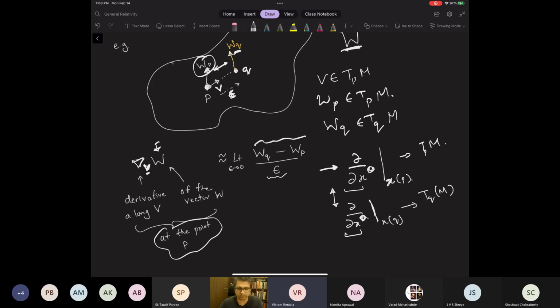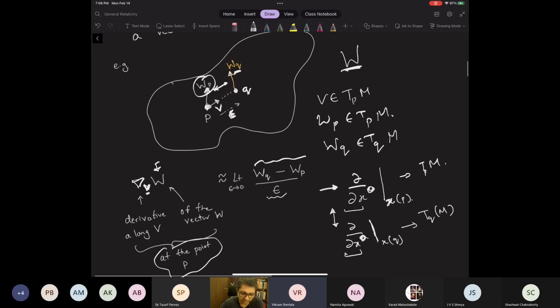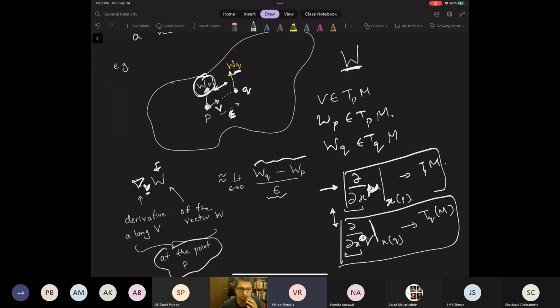I mean, you can make a choice, but there's no defined choice for you in terms of how to relate these two, or in general, how to relate any vector WP, which can be expressed as a linear combination of these basis vectors, and any vector WQ, which can be expressed as a linear combination of these vectors. There's no obvious way to relate them.